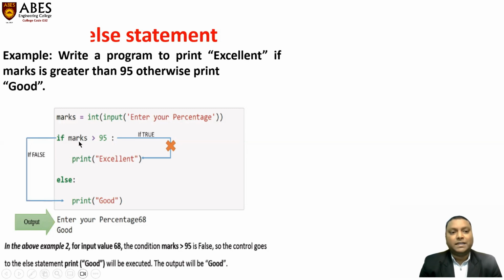percentage. Here we will evaluate whether the marks is greater than 95. If is a keyword, marks is the conditional statement, 95 is the condition, and colon followed by colon as I have told earlier. If the given condition is true, we will print excellent, else it will be printed as good. I think, are you getting my point?